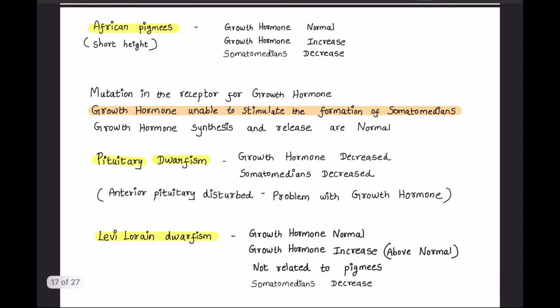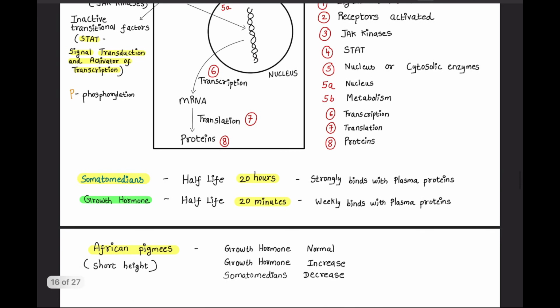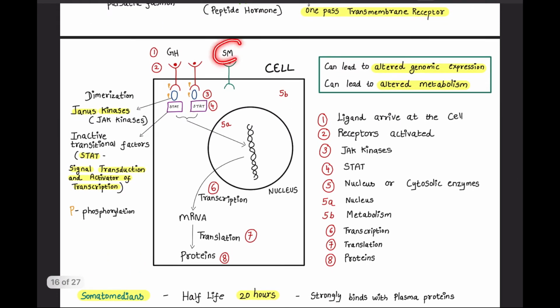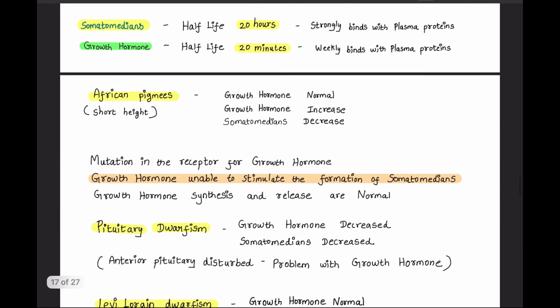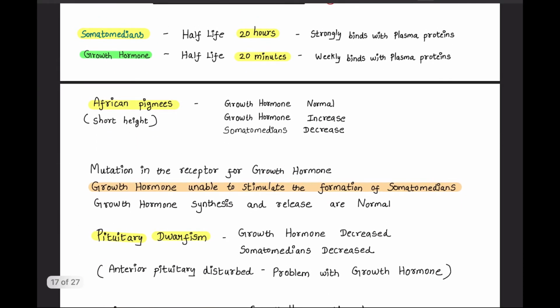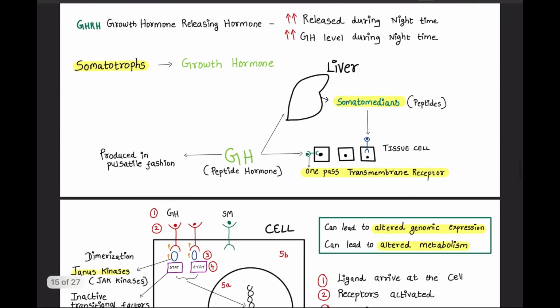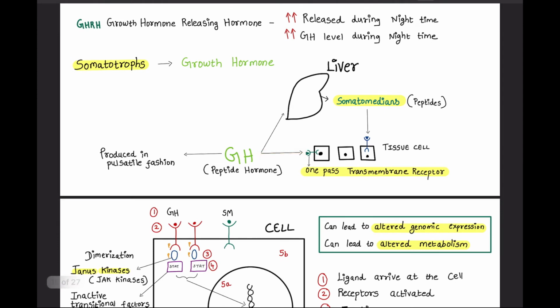Now we will discuss the clinical correlation. What happens when growth hormone is normal or higher than normal, but somatomedin levels are decreased? We have discussed earlier that growth hormone can act directly on the tissue cell, and also indirectly by going to the liver, forming somatomedins, and acting on the tissue cell.